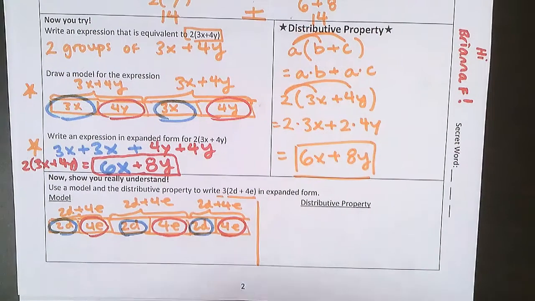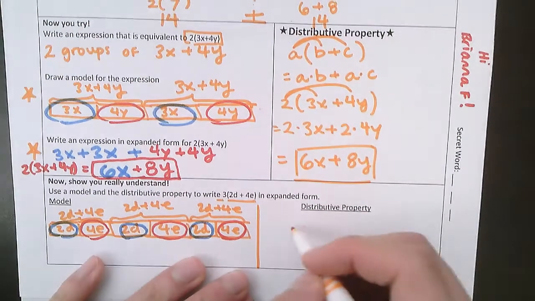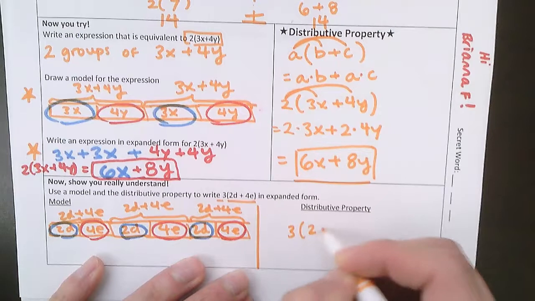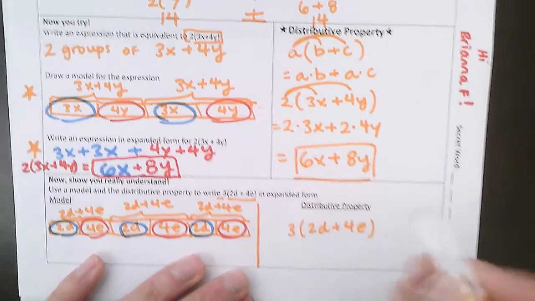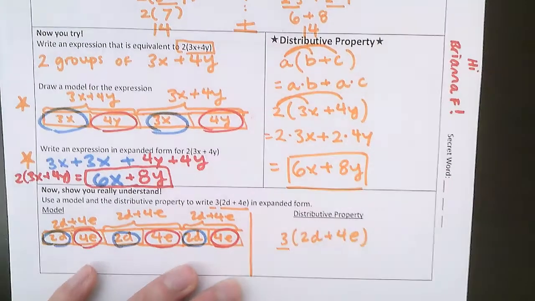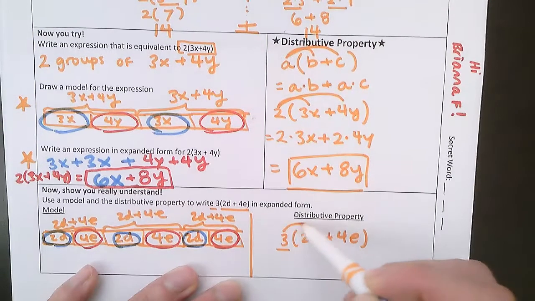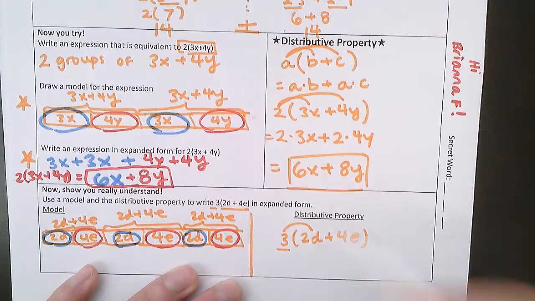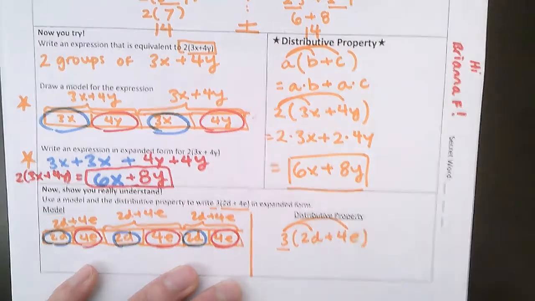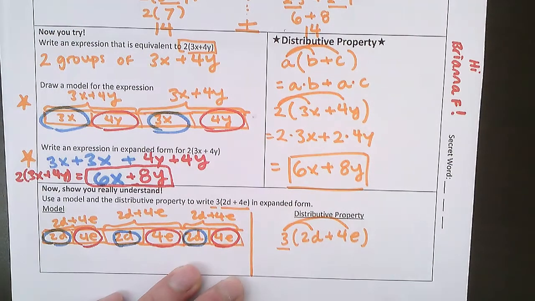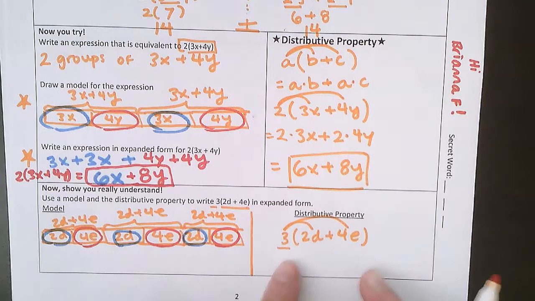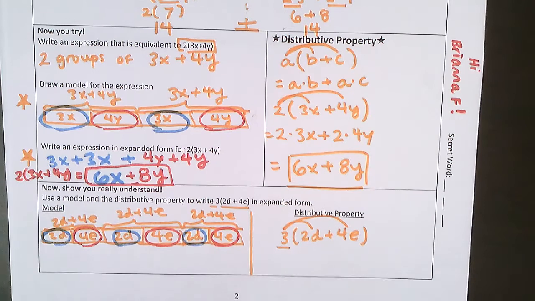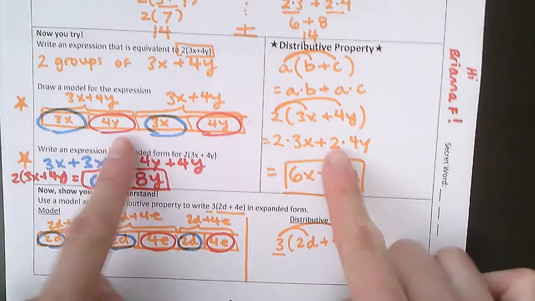Distributive property method. It's 3 times 2d plus 4e. You multiply the term on the outside, which is 3, with each term on the inside. So you'd have 3 times 2d plus 3 times 4e. And then you should get your answer. I'm also not going to give you that final answer because I want you to do it on your own. If you're stuck, look back at your notes right here.